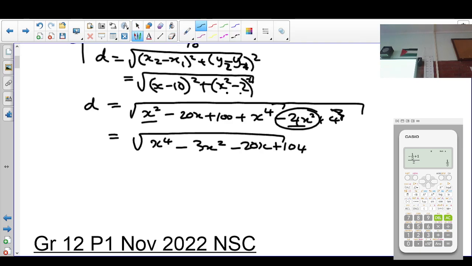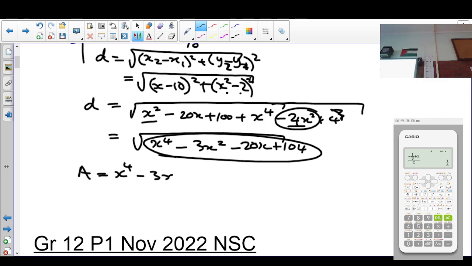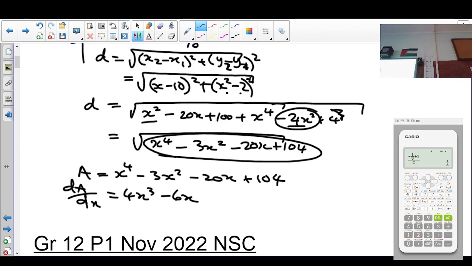let's take the derivative. Let's take this here, and say that is A, which is equal to x^4 minus 3x squared minus 20x plus 1 over 4. And apply the derivative with respect to x. It's going to give you 4x cubed minus 6x minus 20.